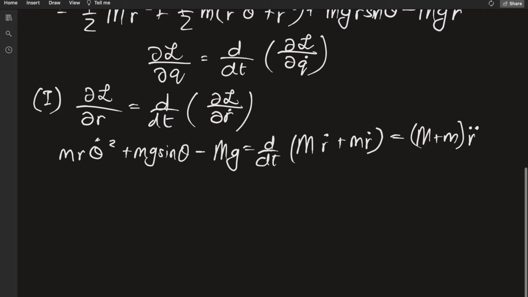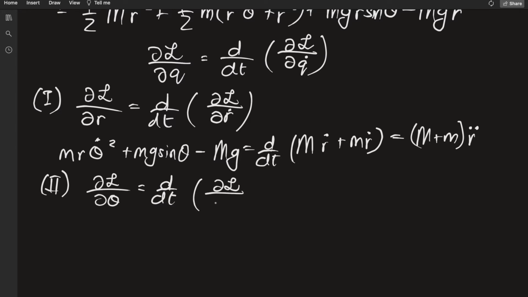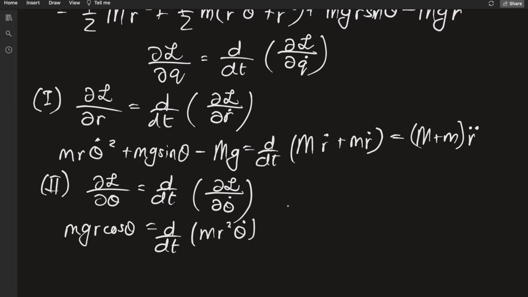Now let's do it for the theta case. Just plugging theta into the Euler-Lagrange equation and doing the math: Mgr cosine theta is equal to the time derivative of mr squared theta dot, which is going to become 2mr r dot theta dot plus, using the product rule now, mr squared theta double dot. Fine, we have the second raw equation.